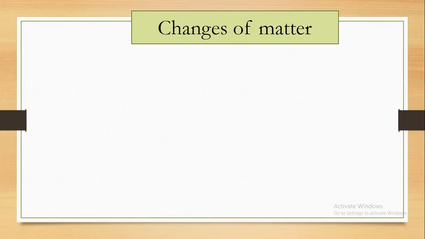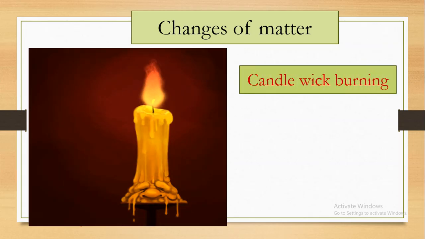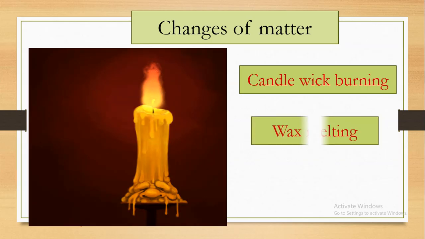Today, we're going to talk about changes of matter. In this picture, two kinds of changes are taking place. We have candlewick burning and wax melting. What are the differences between these two changes? This is what we are going to talk about in this lesson. Let's begin with these pictures.